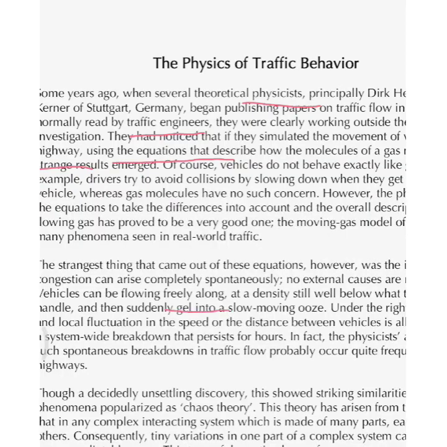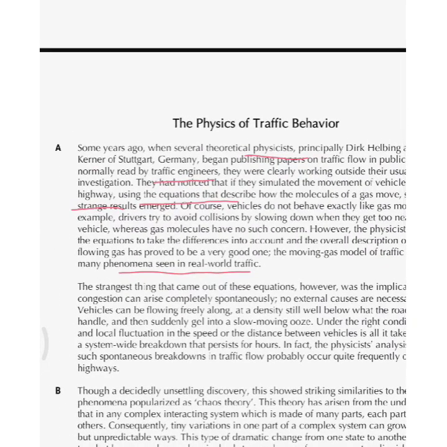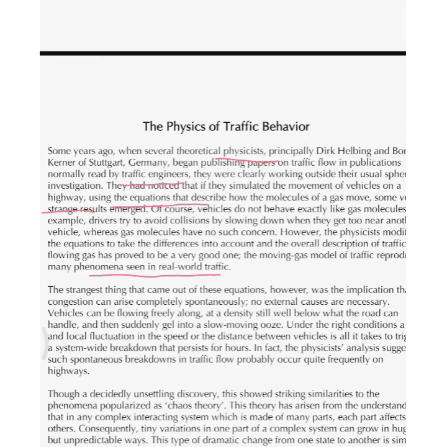Let me mark from where I was reading. I'm reading here. So they say the strangest thing. Many phenomena seen in real life, the same thing has been discussed in the other passage as well. The strangest thing that comes out of these equations, however, was the implication that congestion can arise completely spontaneously. There is no single reason for what will happen and then there will be traffic on the roads. They say it happens spontaneously and no external causes are necessary.